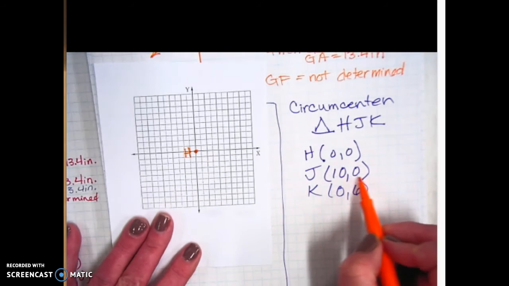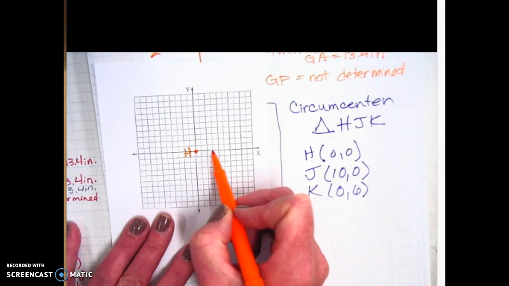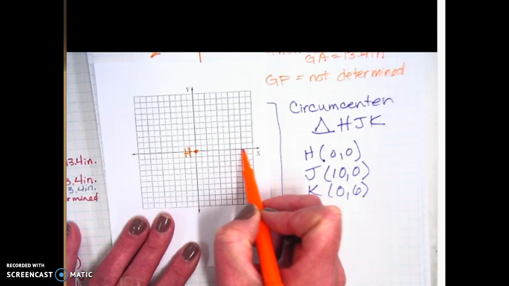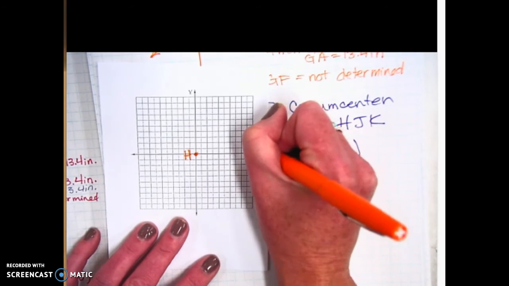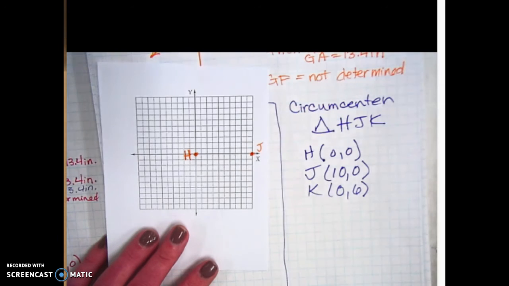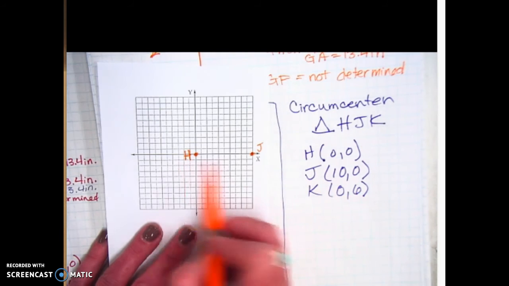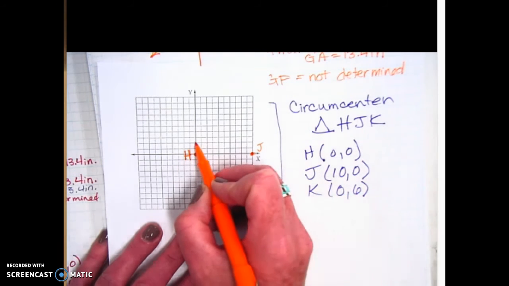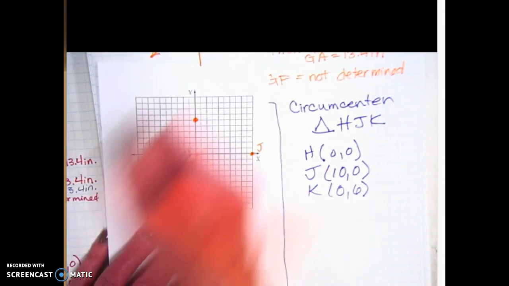The next one is at 10, 0. So we're going to go 10 to the right. 1, 2, 3, 4, 5, 6, 7, 8, 9, 10. Happens to be the last one over here. And call it J. And then K is at 0, 6. So we don't go any right or left, but we go up 1, 2, 3, 4, 5, 6. And that is K.